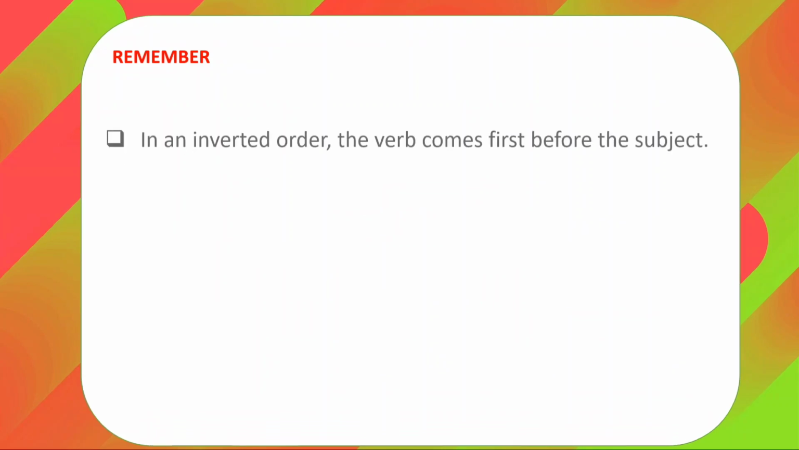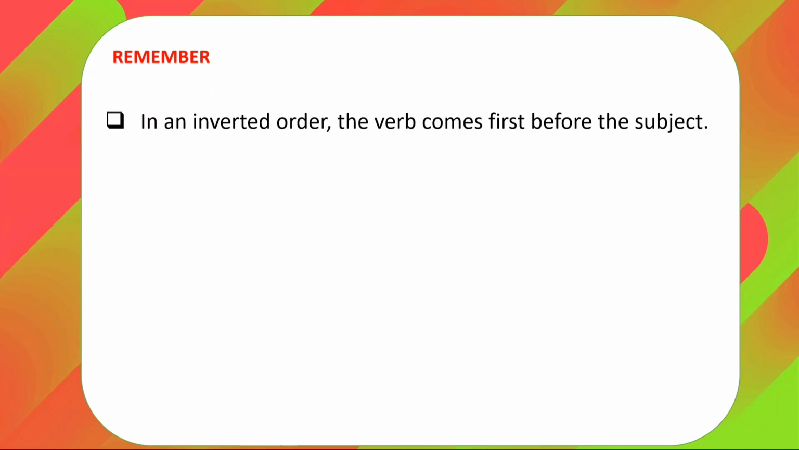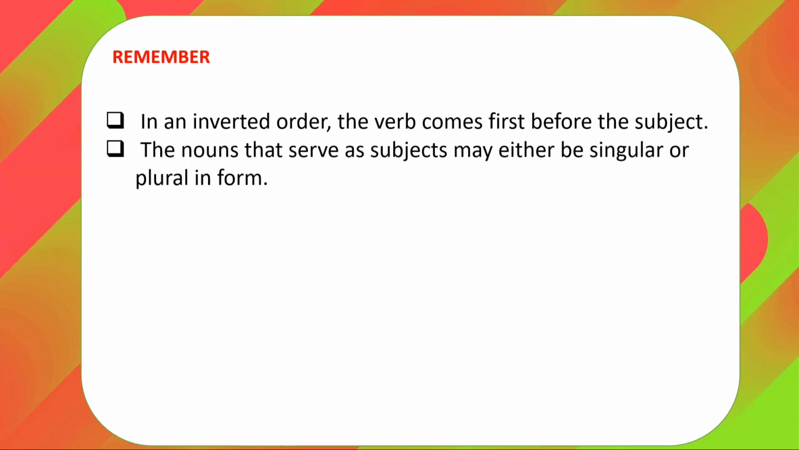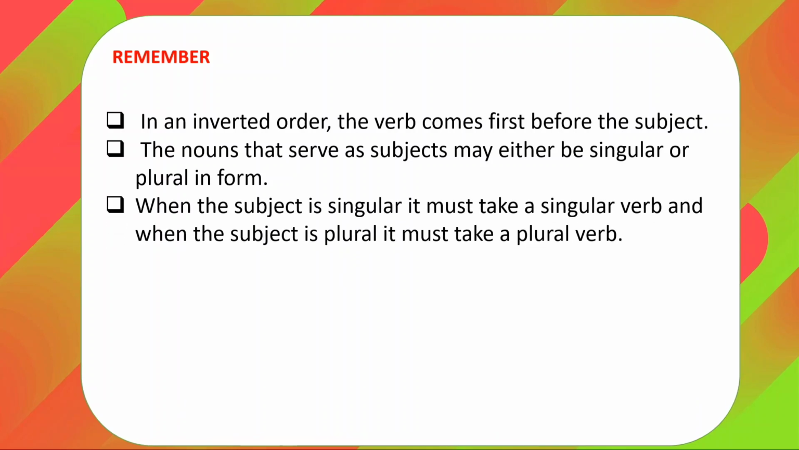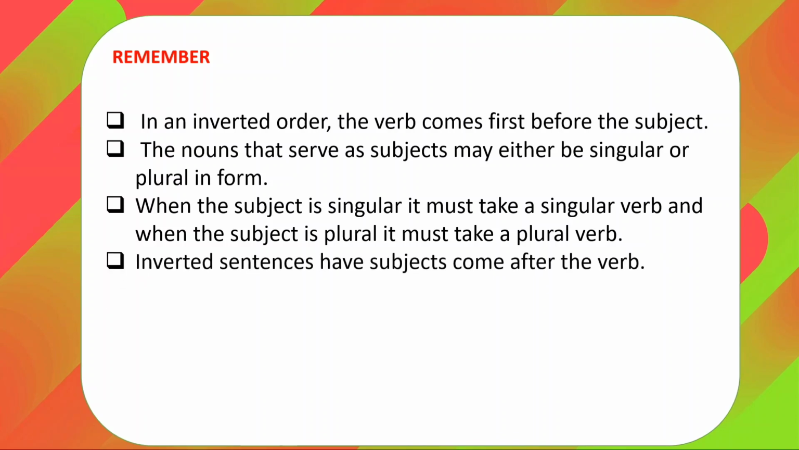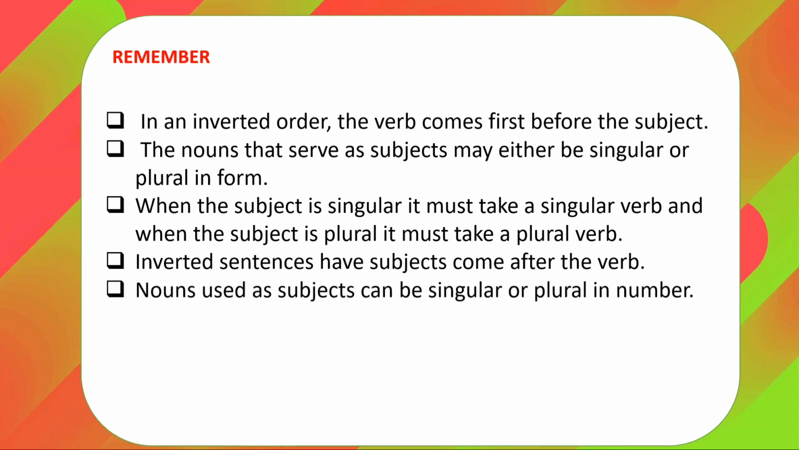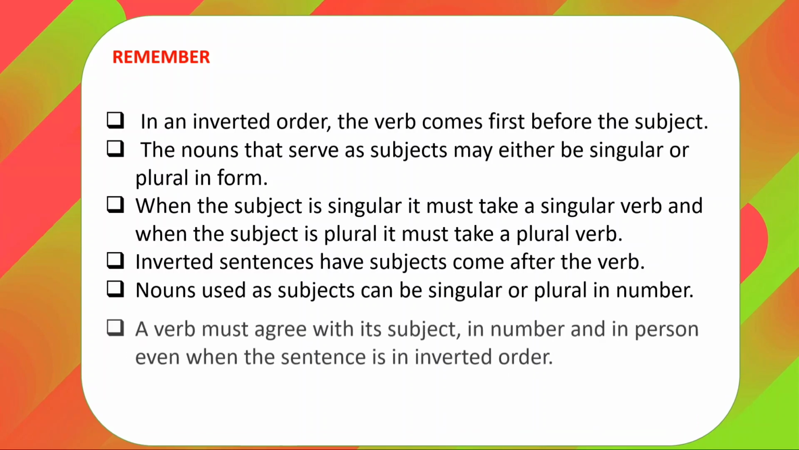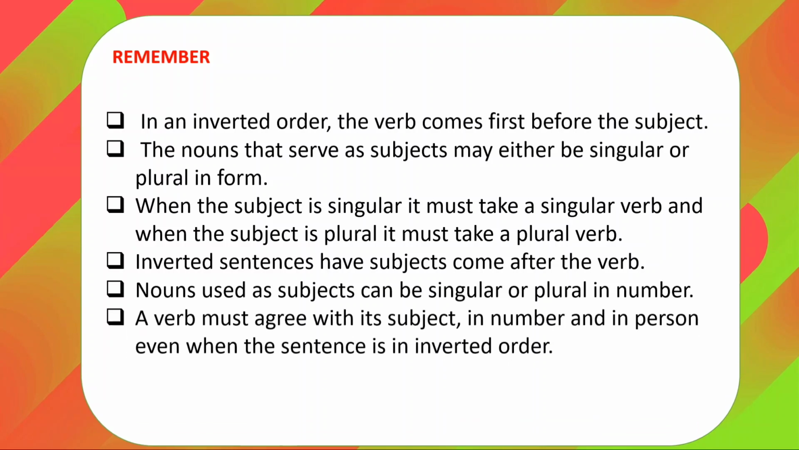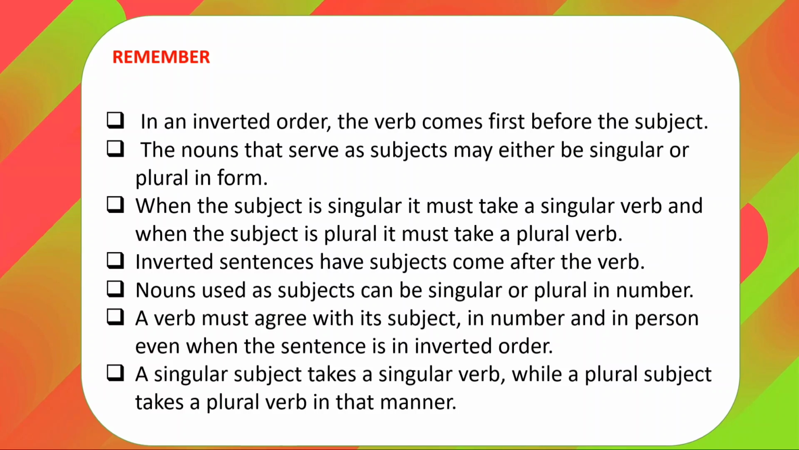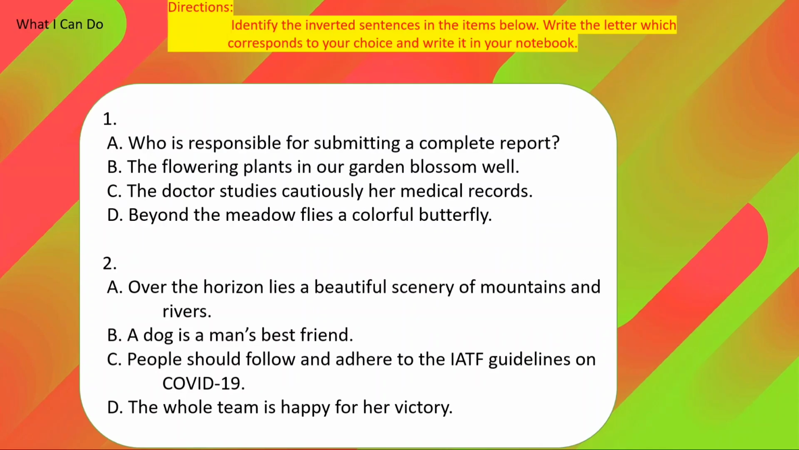Let us all remember, in an inverted order, the verb comes first before the subject. The nouns that serve as subjects may either be singular or plural in form. When the subject is singular, it must take a singular verb, and when the subject is plural, it must take a plural verb. Inverted sentences have subjects come after the verb. Nouns used as subjects can be singular or plural in number. A verb must agree with its subject in number and in person even when the sentence is in inverted order. A singular subject takes a singular verb while a plural subject takes a plural verb.